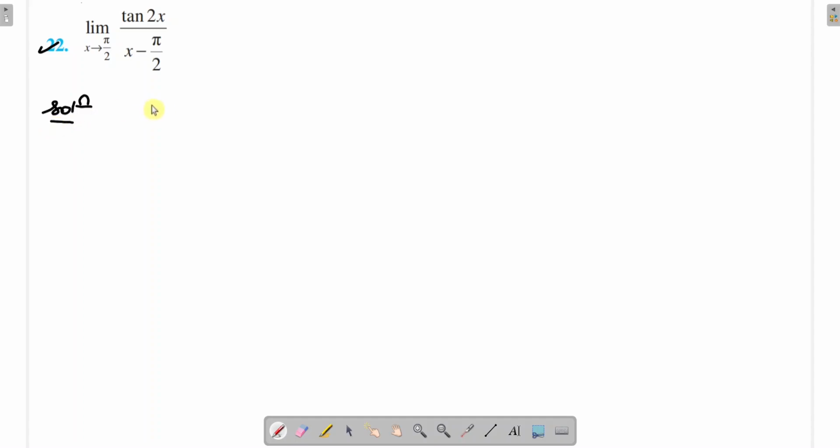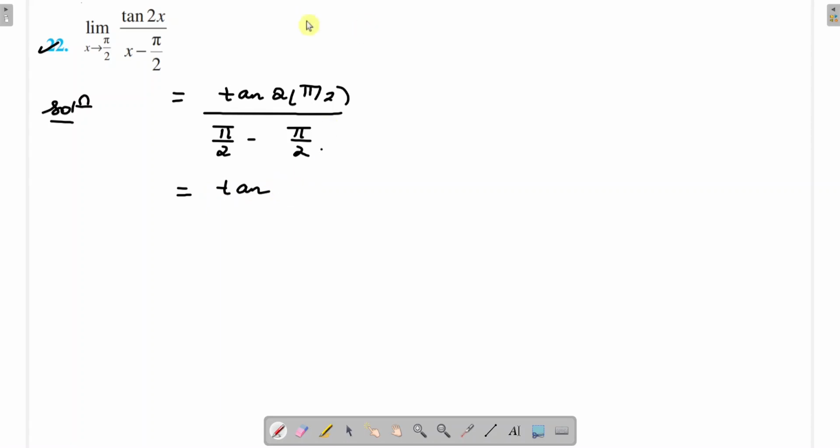What will we do? Evaluate the limit directly. Okay, so what it is, tan 2 pi by 2 divided by pi by 2 minus pi by 2. So that is nothing but tan of pi, right? 2 and 2 will get cancelled. So tan of pi divided by 0. So this will be equal to tan pi is what, 0, and then divided by 0. You are getting 0 by 0.